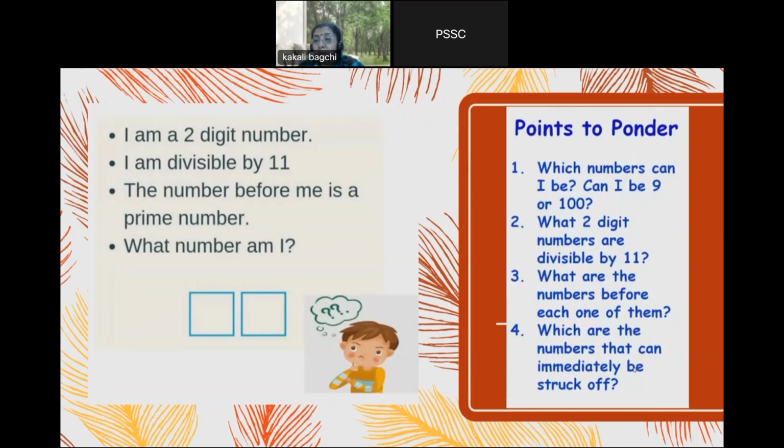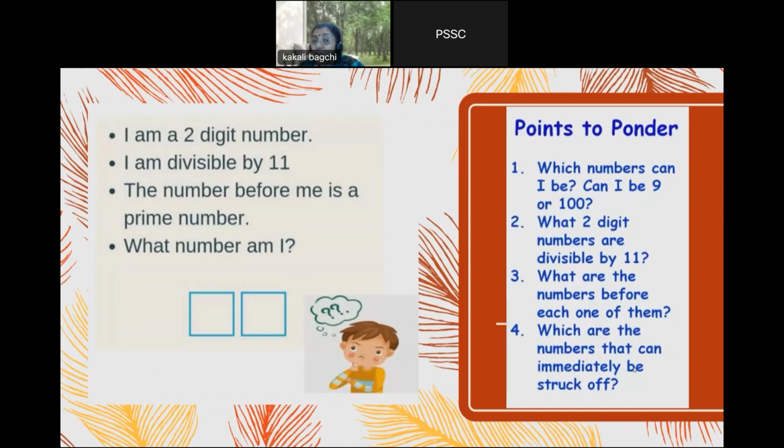Multiples of 11. What are the numbers before each one? 11 ka pehle kya hai, 22 ka pehle kya hai, 33 ka pehle kya hai, 44 ka pehle kya hai, like this. Now, which are not struck off? Yes, it is 44. Good. It is 44, not 22. I'm getting many answers, 22 or 33. Before 22 is 21, which is not a prime number.